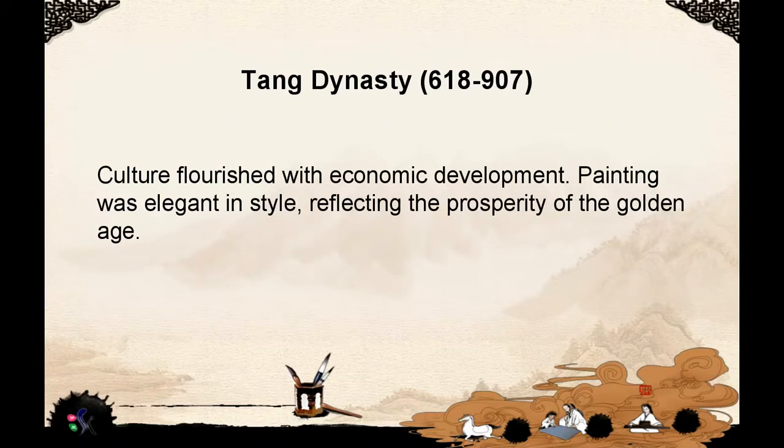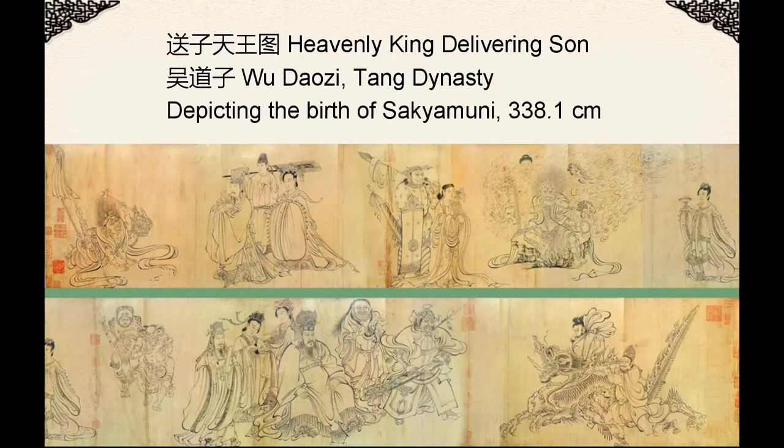In the Tang Dynasty, culture flourished with economic development, and the painting was elegant in style, reflecting the prosperity of the Golden Age. Heavenly King Delivering Son was painted by Wu Daozi of the Tang Dynasty, depicting the birth of Sakyamuni, the Buddha. Sakyamuni was the prince. When he was born, his father took him to worship the celestial deities.